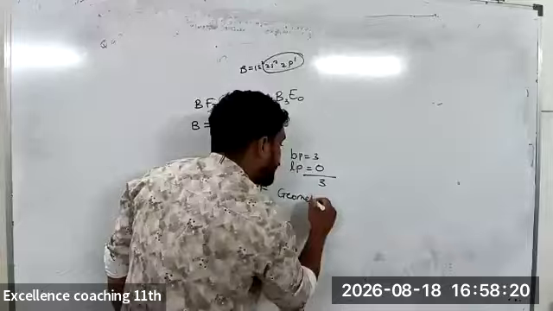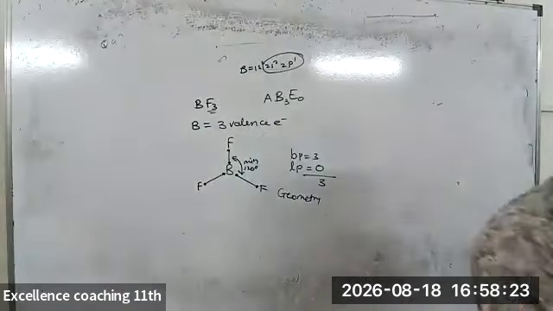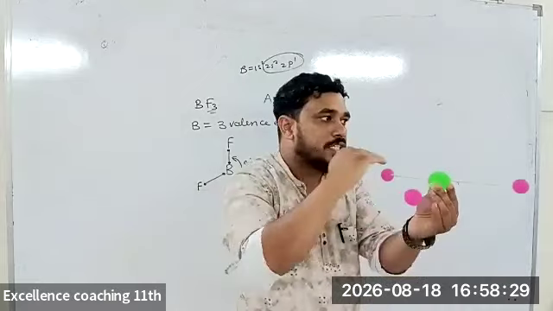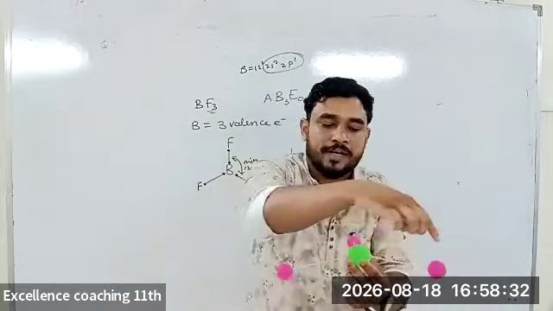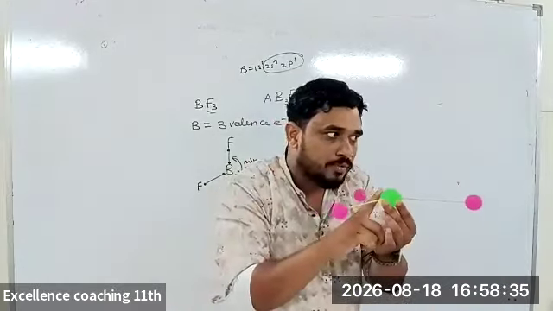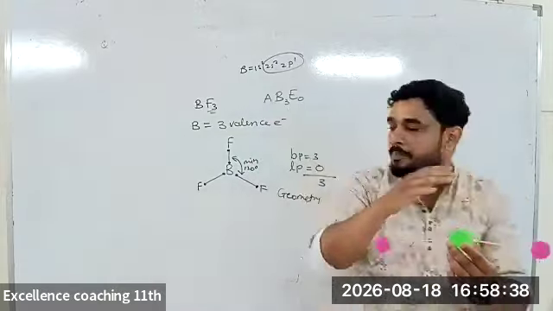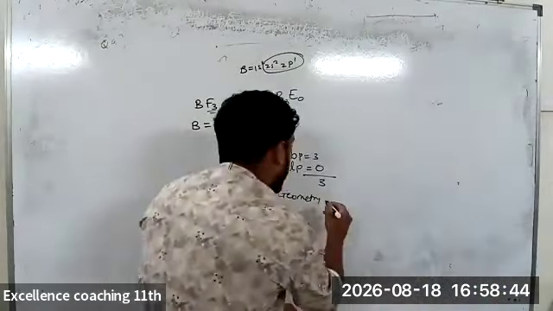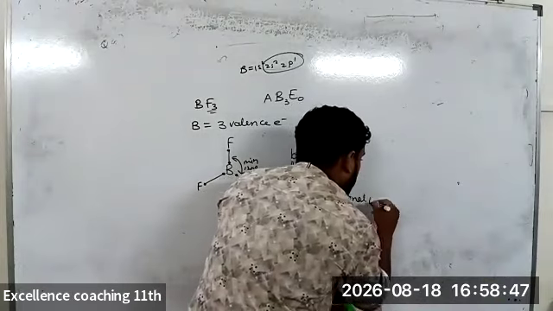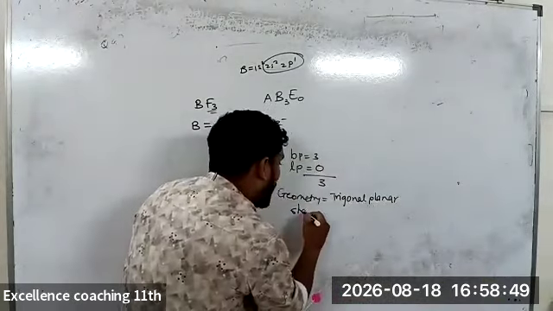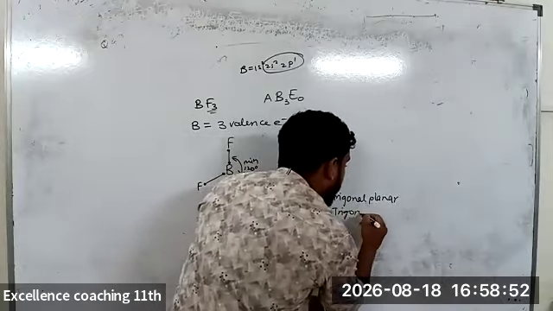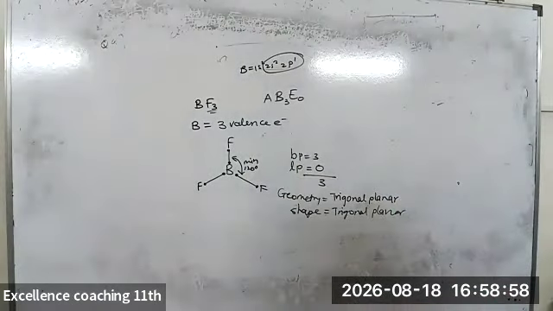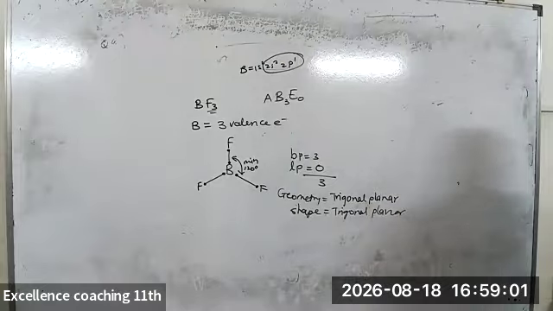What is my geometry? How does it look? It looks like a triangle and it is present in one plane. So the geometry here is trigonal planar. Is there any lone pair here? No. Since lone pairs are 0, bond pairs are 3, and count is 3, the geometry is called trigonal planar. Whenever lone pairs are 0, geometry and shape are both the same. So the shape is also trigonal planar. Did you understand that? Okay with this?